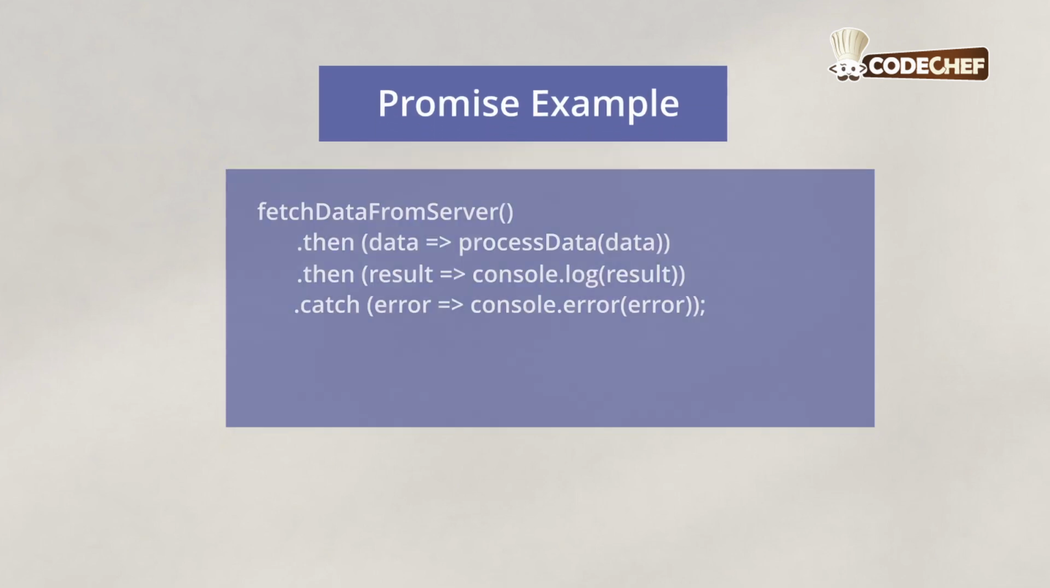Coming to an example for promises. In this code, the async operation starts and returns a promise. Each then method runs only after the previous step succeeds. If any step fails, the catch function handles the error. This avoids deep nesting and improves readability.